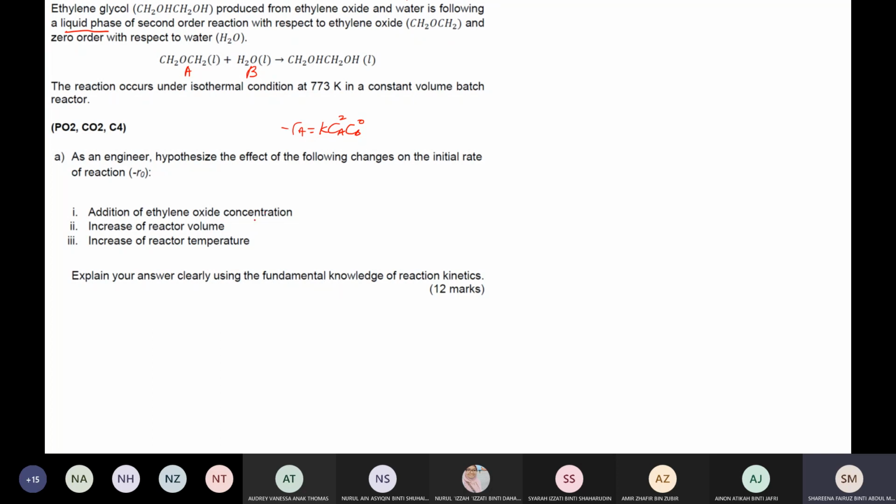So the first one, addition of ethylene oxide concentration. Does it give any changes to the initial rate of reaction? So you can say it will increase the rate of reaction. So how does it increase? Actually, when we increase the concentration of the A, it will make the reaction faster.